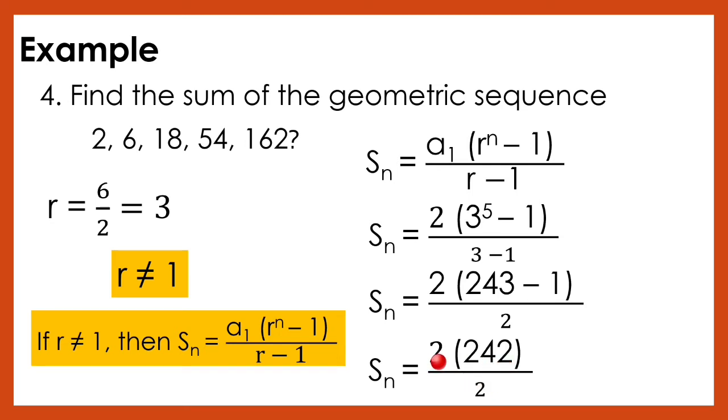So, we have 2 in the numerator, 2 in the denominator. So, makakancel. Ang maiiwan is 242. Therefore, the sum of the geometric sequence is 242.